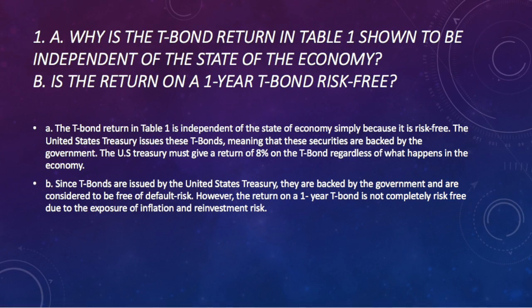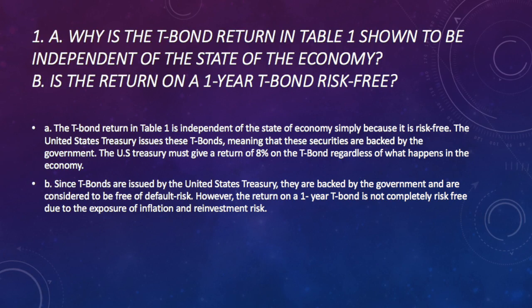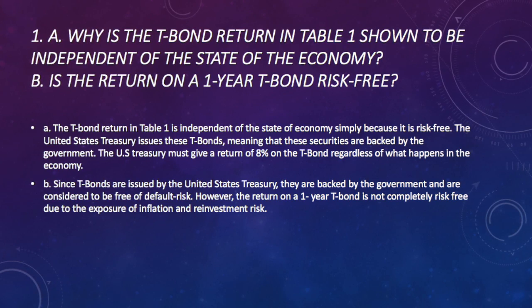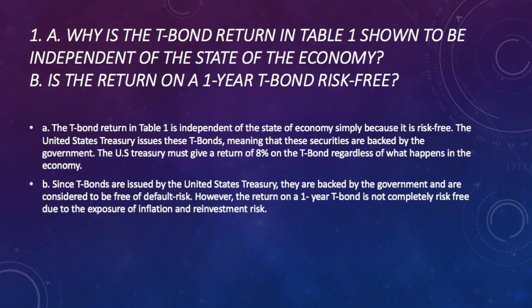Why is the T-bond return in Table 1 shown to be independent of the state of the economy? And is the return on a one-year T-bond risk-free?